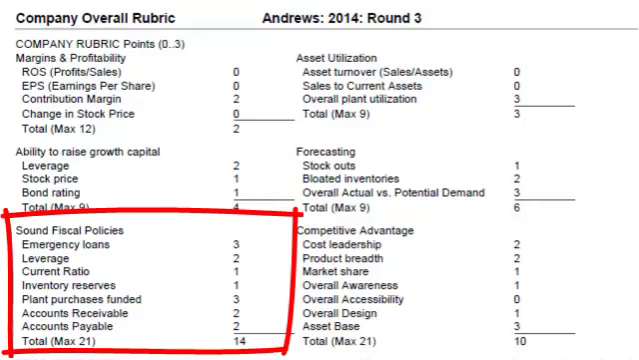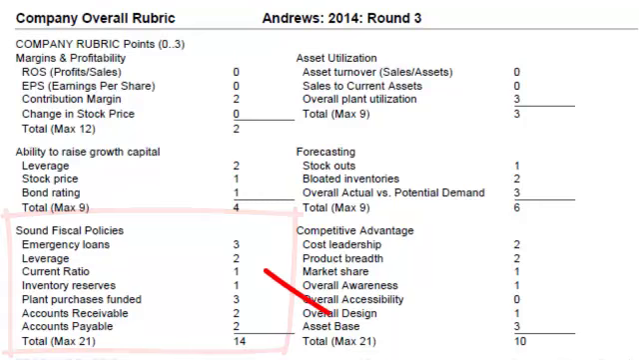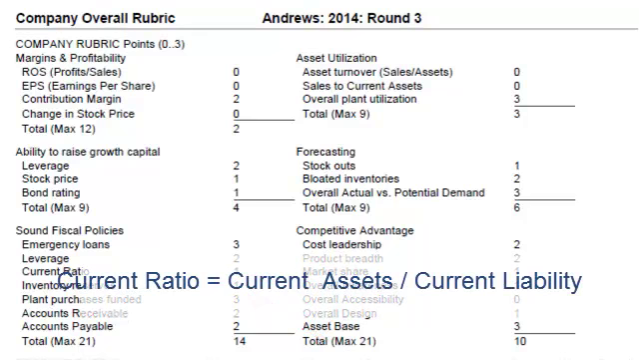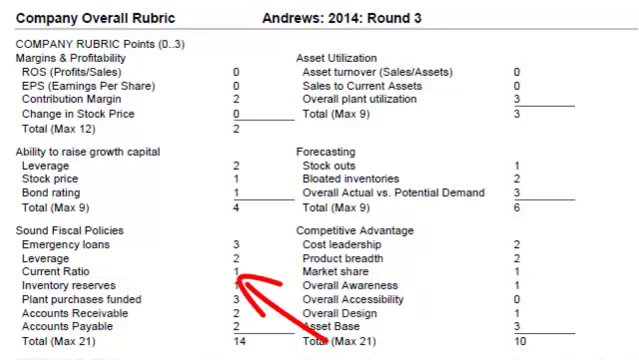Sound fiscal policies. Now, Andrews did not take an emergency loan, so they scored a 3 in this category. Again, the leverage is adequate. Just 1 for the current ratio. Now, the current ratio, which is current assets over current liabilities, indicates their current assets are largely funded by borrowing. The bankers are getting a little worried.